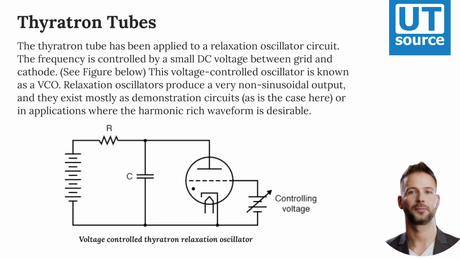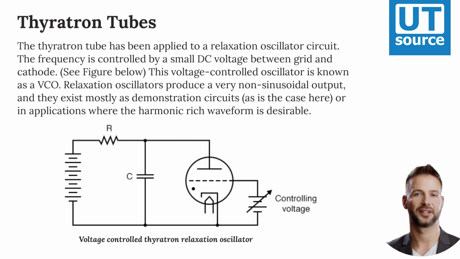Because Thyratron tubes are one-way, diode devices, no voltage develops across the load through the negative half-cycle of AC. In practical Thyratron circuits, multiple tubes are arranged in some form of full-wave rectifier circuit to facilitate full-wave DC power to the load. The Thyratron tube has been applied to a relaxation oscillator circuit.